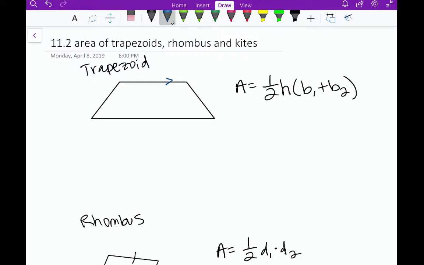So these would be the sides that are parallel. And the sides that are parallel are called the bases. So this would be base 1 and this would be base 2. It doesn't really matter which one you call 1 and which one you call 2.